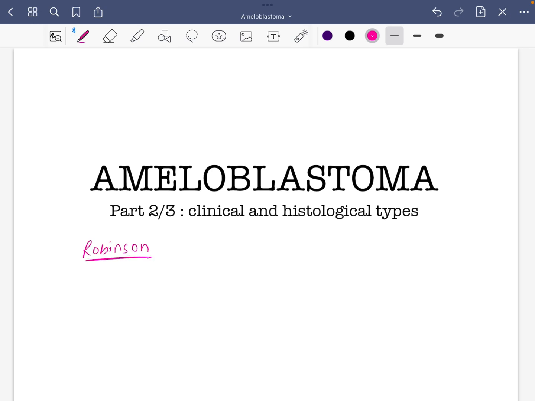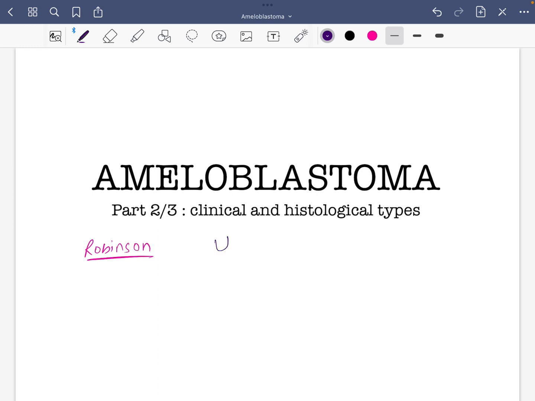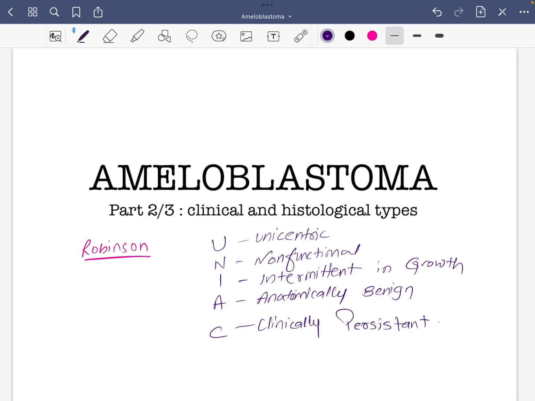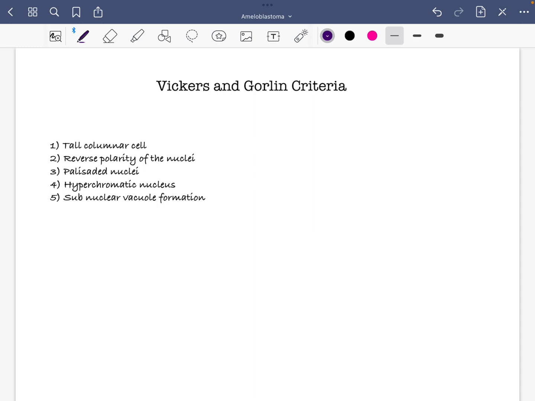According to him, he explained ameloblastoma in 5 terms, which can be remembered as one simple mnemonic, UNIAC. U is unicentric, it's centralized in one place. N is non-functional. I is talking about the growth, which is intermittent. A is anatomically benign and C is clinically persistent. Right. So let's deep dive into it.